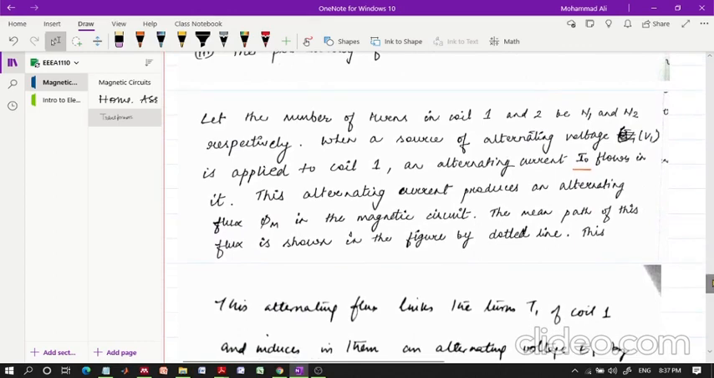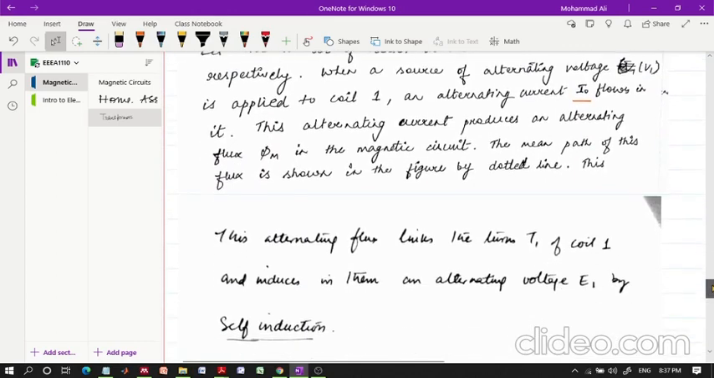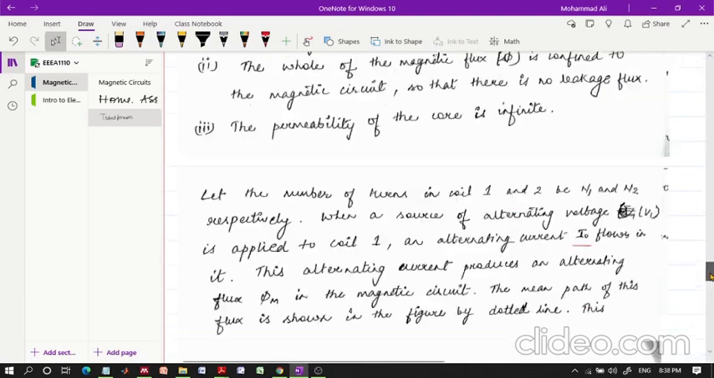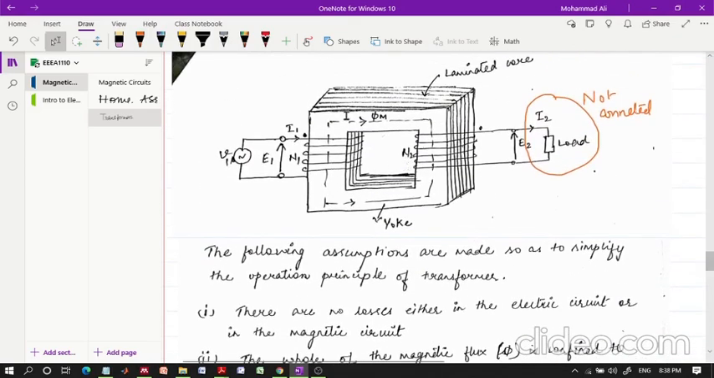Now the alternating flux links the turns T1 of coil 1 and induces in them an alternating voltage E1. As I just said, this flux that is generated will be linking this coil and this coil. As it is linking this coil, an EMF will be induced in it according to Faraday's law of electromagnetic induction. And similarly, because this flux is linking this coil also, an EMF will be induced in it, which is shown by E1, and here the EMF is shown by E2.